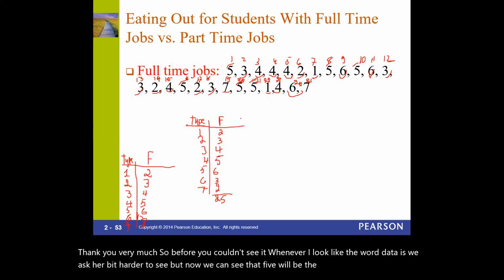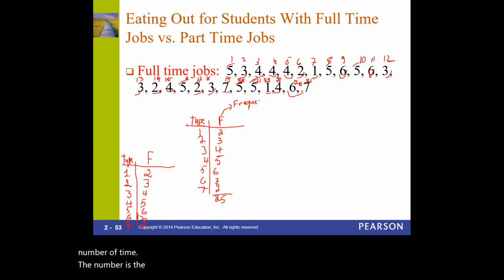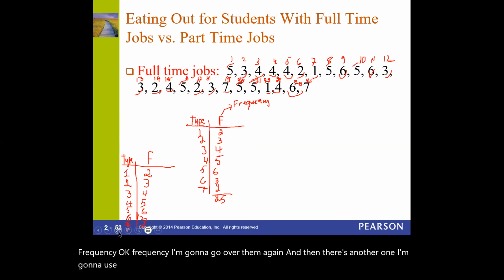There's something else you can add to it also. Again, this is called frequency. This is the number of times the number is repeated. Frequency. Okay, I'm going to go over them again. And then there's another one. I'm going to use a different color for it. This one is called a relative frequency.